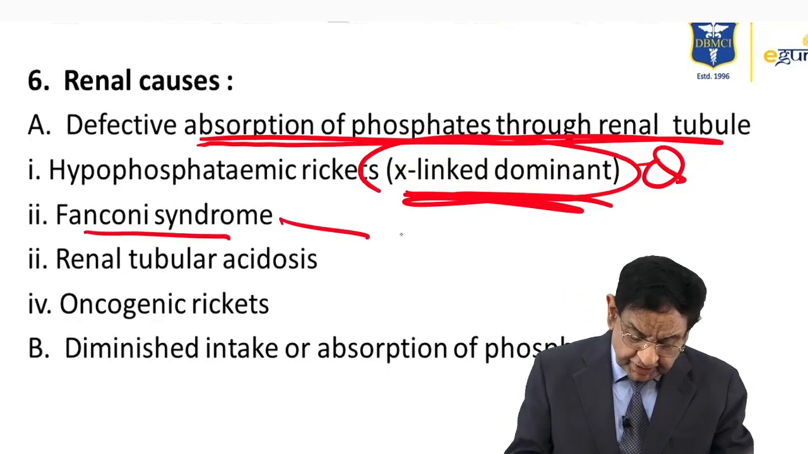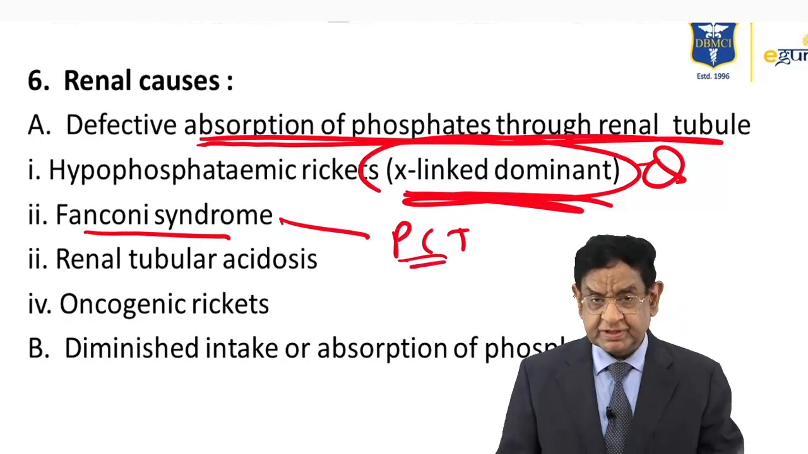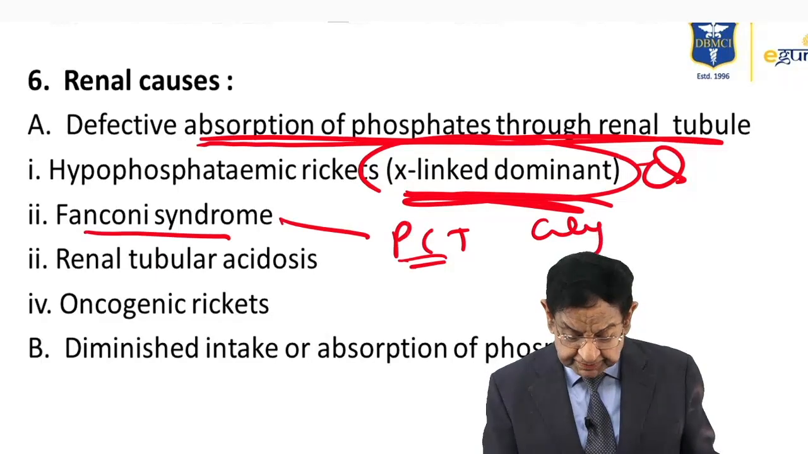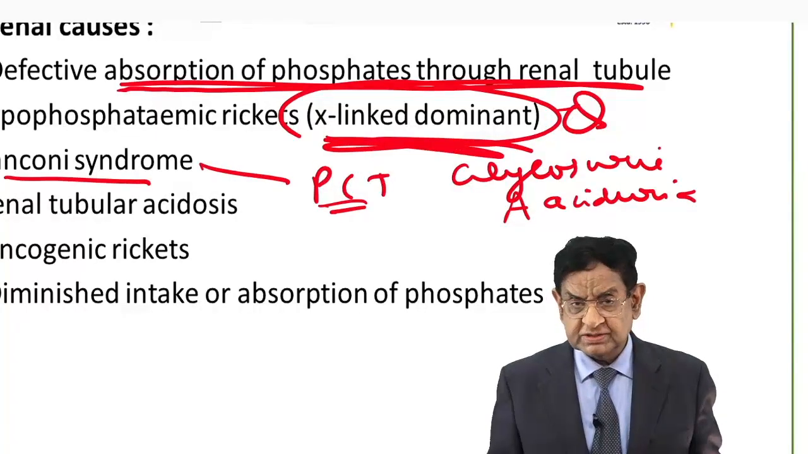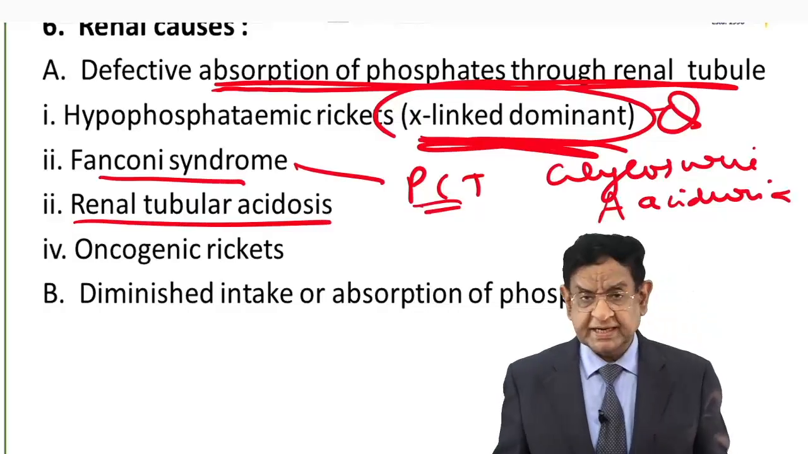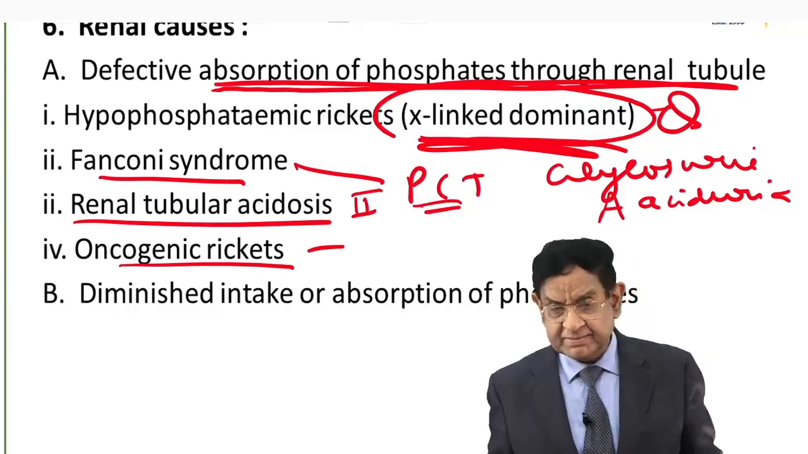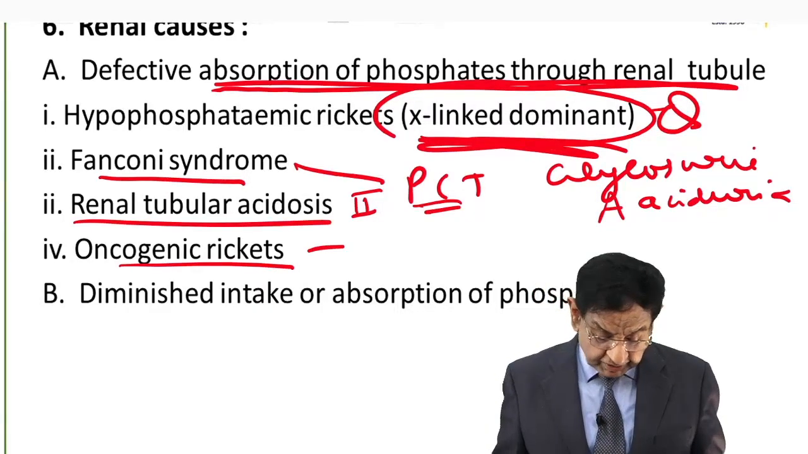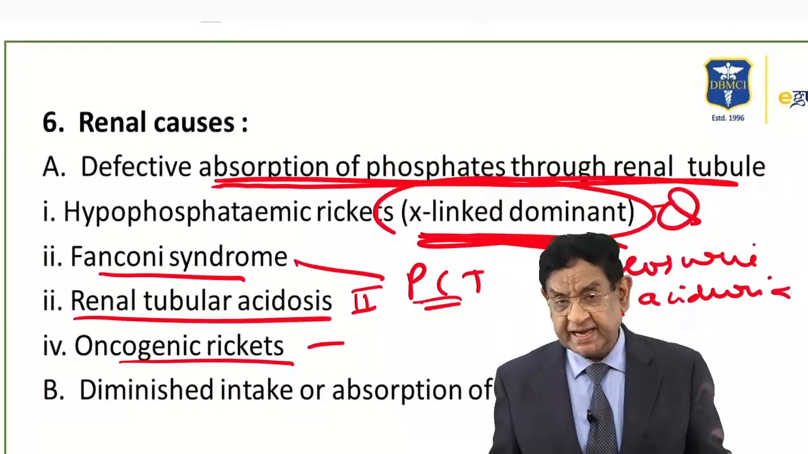Fanconi syndrome, where there is defective reabsorption of everything from the PCT. So in these conditions, there will be glycosuria, there may be aminoaciduria, there may be phosphaturia. So everything is lost because the proximal tubules are not functioning. Renal tubular acidosis, again type 2. Oncogenic rickets, this again I'll be talking about a little later on. Okay, so all these lead to the so-called low level of phosphate.